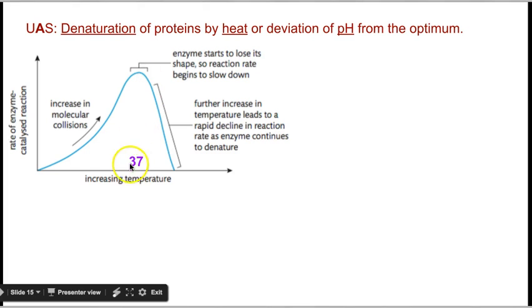Now once we go beyond this point, once we increase the temperature up to 40, 45, 50 degrees, we can see the rate of reaction starts to drop off. The enzyme starts to lose its shape. The enzyme is starting to denature. And once we get down here, all of the enzyme has totally denatured and our rate of enzyme reaction has stopped completely. So this is a very characteristic shape of the effect of temperature on enzyme reactions.